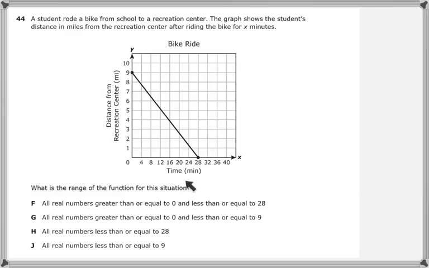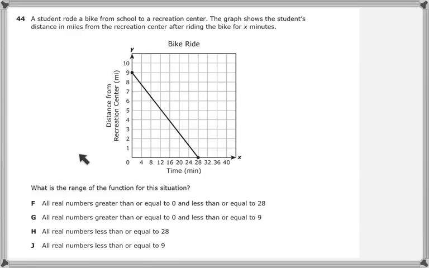If we take a look at the x-axis, or the horizontal axis, we have time here in minutes. So as time increases, we see that our distance is going down. As time goes by, the student's getting closer and closer to the recreation center until after 28 minutes have elapsed, the distance from the recreation center is now 0. So he's now reached the recreation center.